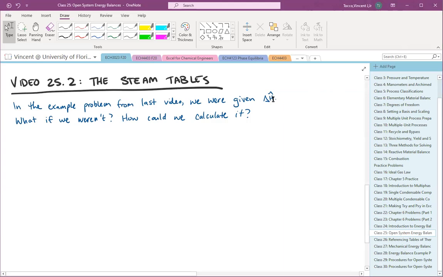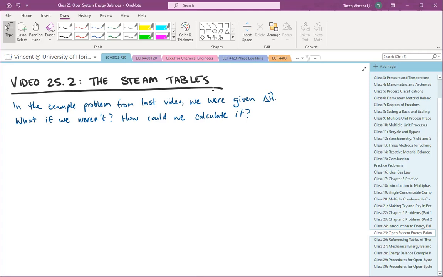So this video will cover what you should do if you're not given delta H and how you can calculate it. We'll talk much more about this when we get to chapter 8, but we'll start off with 3 of the tables in the back of the book that we have not discussed yet. These are tables B5, B6, and B7. They're called the steam tables, and they describe the internal energy and the enthalpy for water in its various states. So anytime you have a problem involving water, the steam tables are going to be essential for solving energy balance problems.